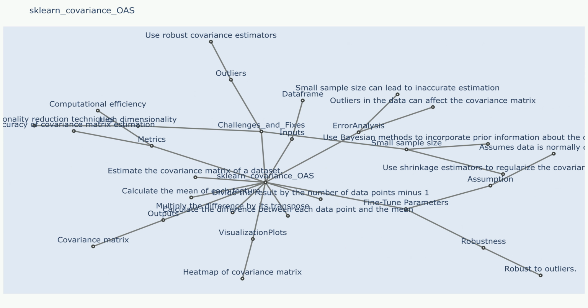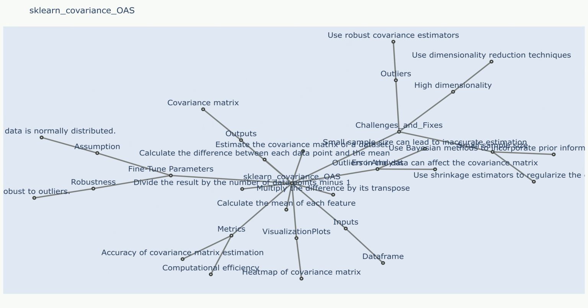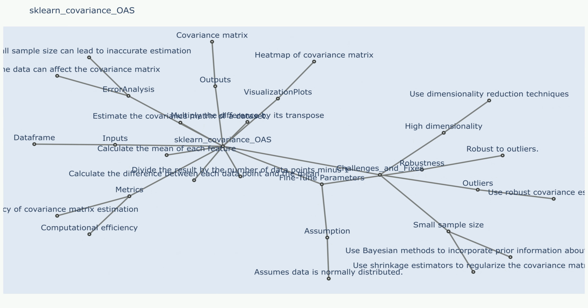Outputs. Output 1. Explain in detail covariance matrix C, a square matrix representing the estimated covariance between features. The matrix dimensions are equal to the number of features in the input data. Output 2. Explain in detail optional outputs depending on the specific implementation. OAS might provide additional outputs. Precision, the inverse of the covariance matrix. Shrinkage, the effective shrinkage parameter used during estimation.